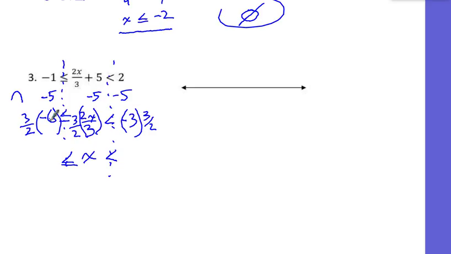On the left side, negative 6 divided by 2 is negative 3, times 3 is negative 9. On the right, 3 does not divide by 2, so we will multiply negative 3 times 3 and get negative 9. And in the denominator, 1 times 2 is 2.